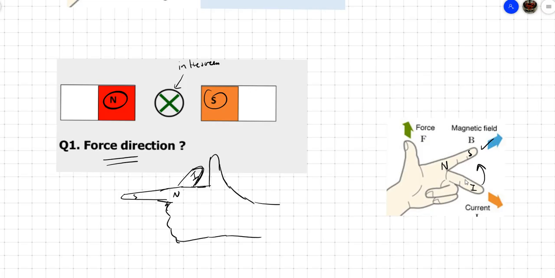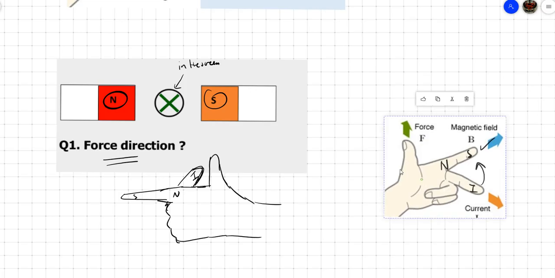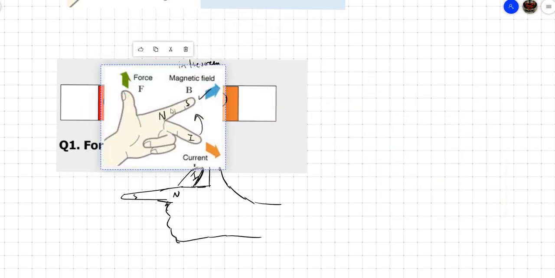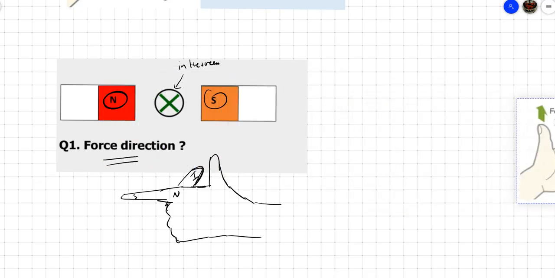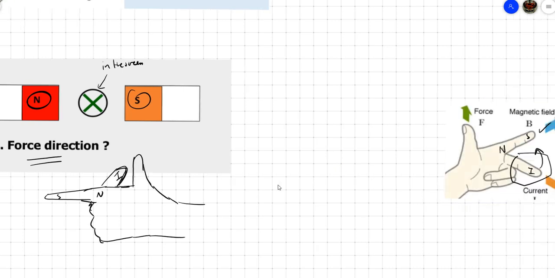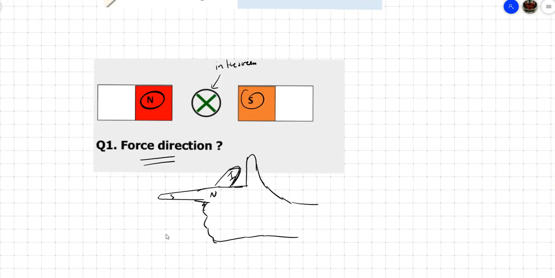Okay, so you need to move your hand. See earlier, your hand was like this, but we need to move the middle finger so that it is pointing inwards now. How can we do this? You move your wrist. So therefore now we know that the force F is pointing upwards.